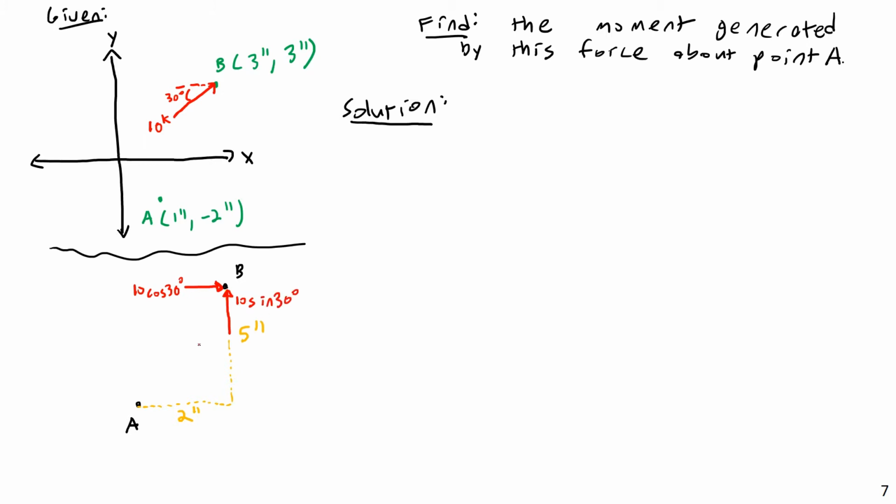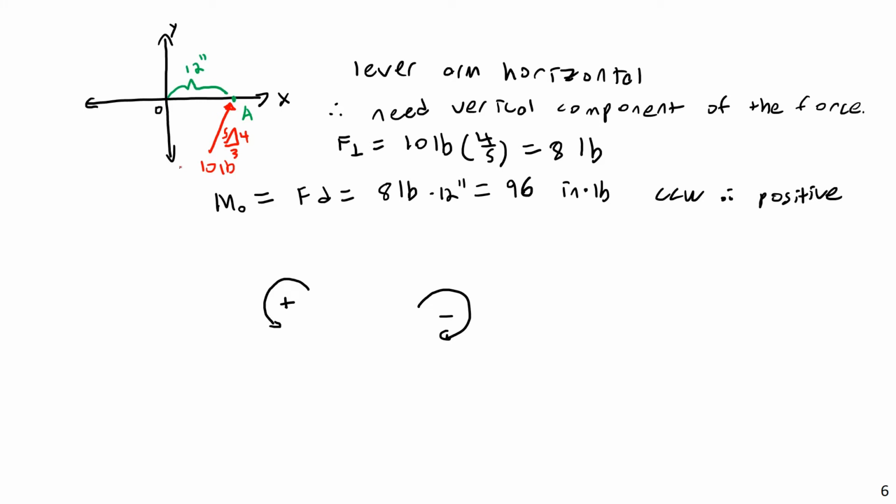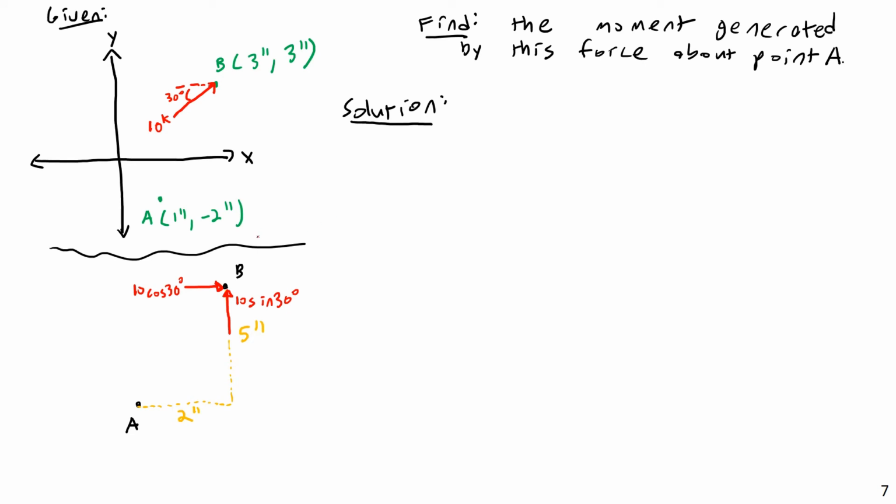So again, in the previous case, the vertical component generated a moment, but the horizontal component passed through the origin, so it generated no moment. But here, both the vertical and horizontal are going to generate a moment. The moment arm for the vertical component is going to be this 2-inch distance, and the moment arm for this horizontal component is going to be the 5-inch distance. So they have not only different magnitudes, but different moment arms. And as we'll see, they actually have different signs as well.